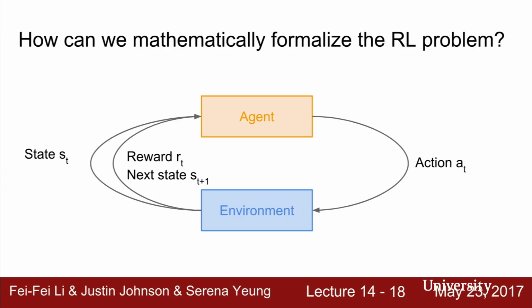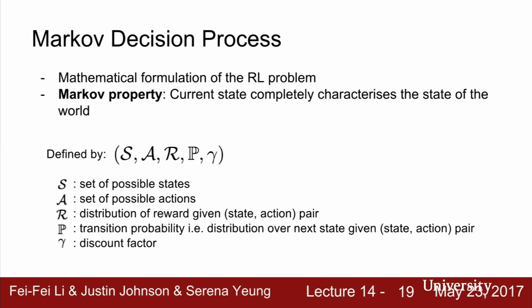OK, so how can we mathematically formalize the RL problem, right? This loop that we talked about earlier of environments giving agents states and then agents taking actions. A Markov decision process is the mathematical formulation of the RL problem. And an MDP satisfies the Markov property, which is that the current state completely characterizes the state of the world.